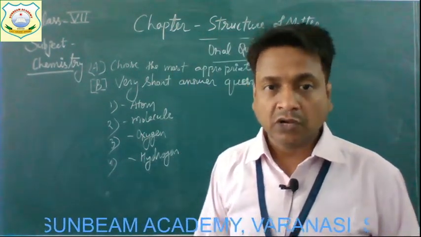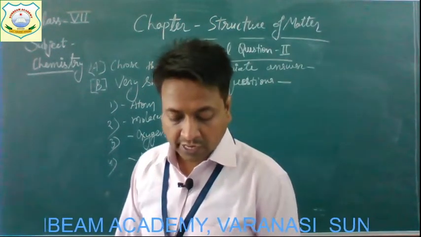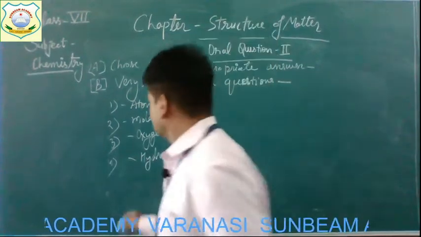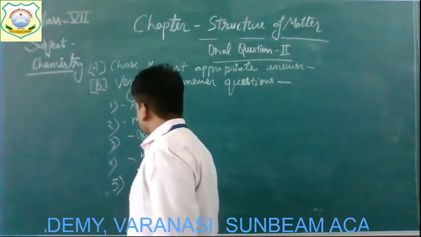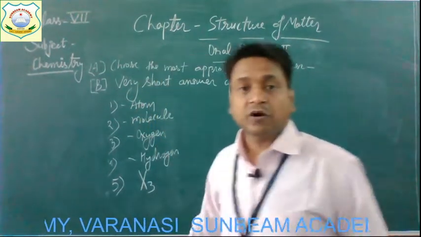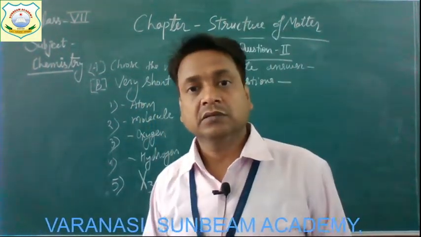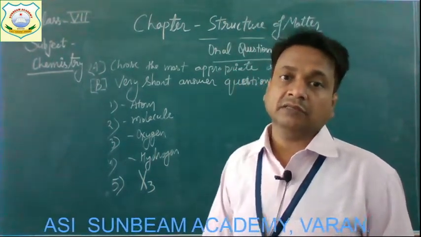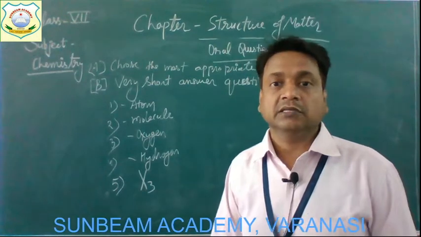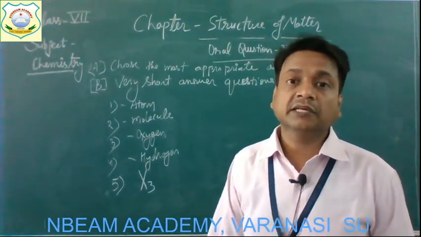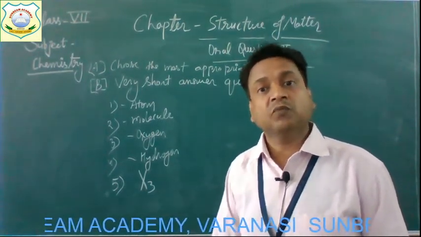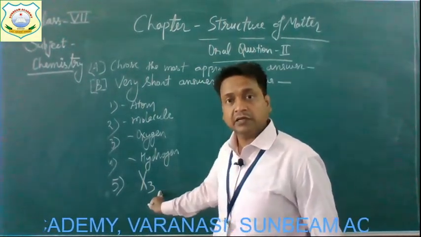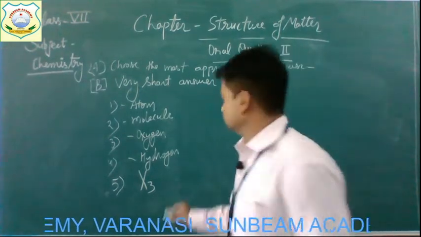Okay children? Now question number 5 is, if the formula of an element is X3, its atomicity is... The formula is given as X3. This is the formula of one molecule of an element. Children, remember that atomicity indicates the number of atoms present in one molecule of an element. So how many atoms are here? 3. So its atomicity will be 3.